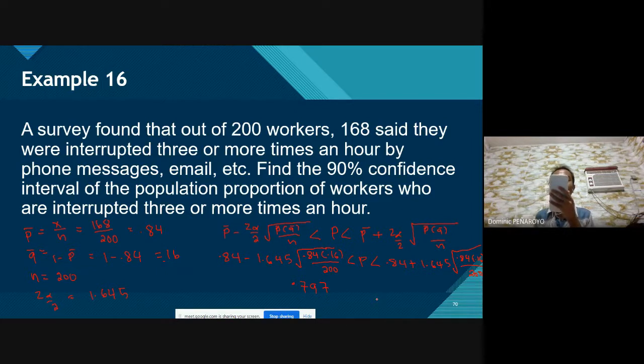Now, for the upper limit, palitan lang natin agad yung subtraction ng addition. So that will give you 0.88264. Applying the rounding rule, round it off to the nearest hundredths. So that will give you 0.883. You can double check that on your end. Okay?